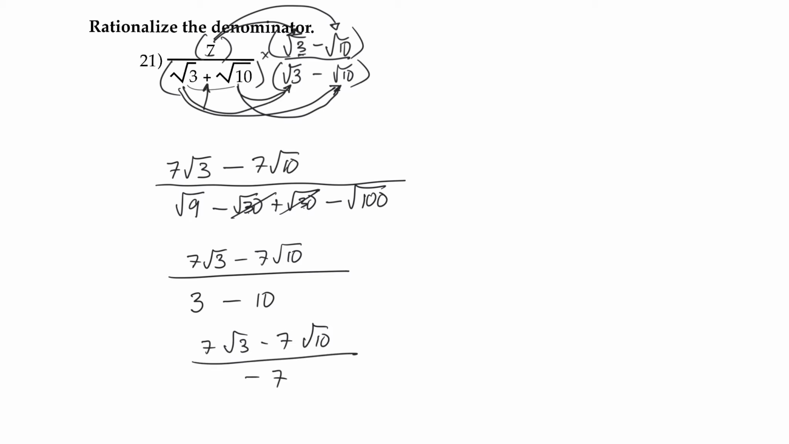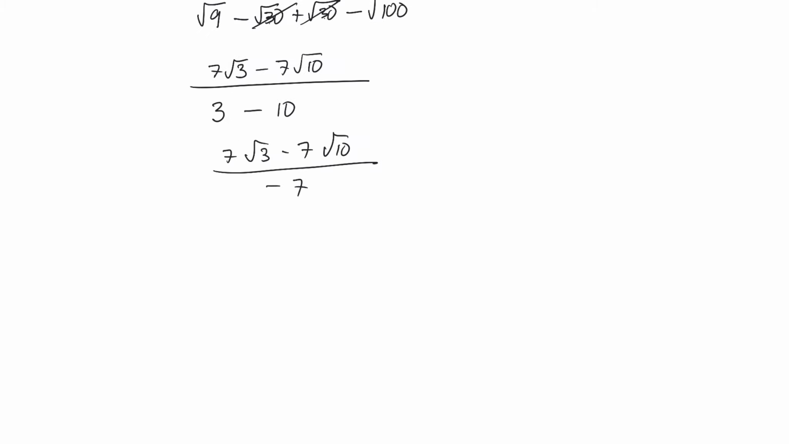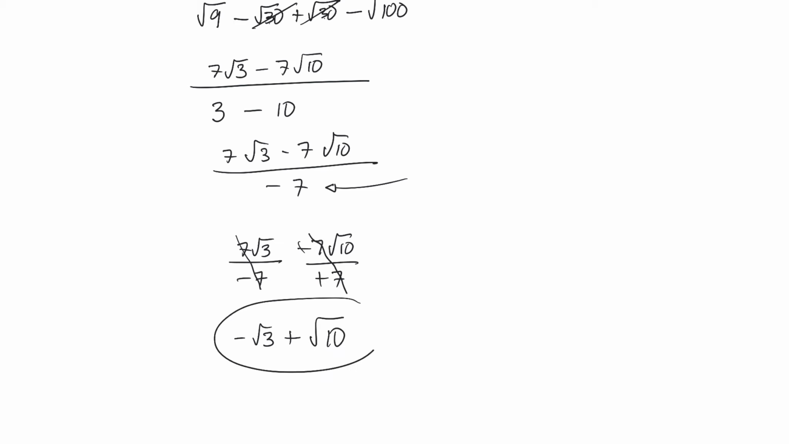So now what I can do is take each of those terms up top and divide them by negative 7. So 7 root 3 divided by negative 7, and negative 7 root 10 divided by negative 7, because this is a common denominator. So here the 7s cancel, so I'm left with negative root 3. And here the negatives cancel, so it'll be a positive. The 7s cancel, so I just have a root 10. So that would be my final answer.